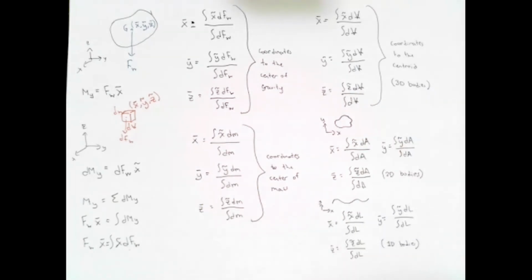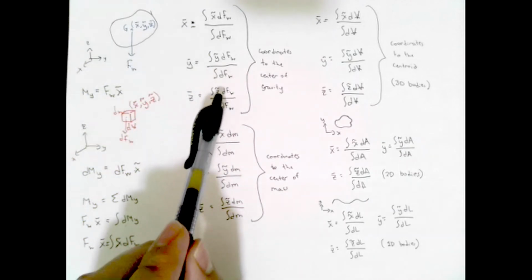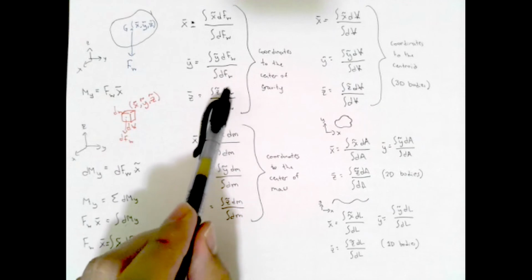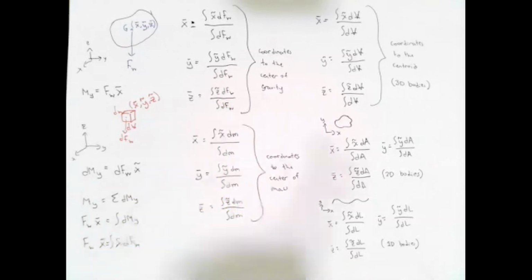Now, these are a lot of equations, but hopefully you can see the pattern here, right? The coordinate will simply be equal to the integral of the squiggly term evaluated over whatever it is we're evaluating, divided by the total amount of property that we are evaluating over.